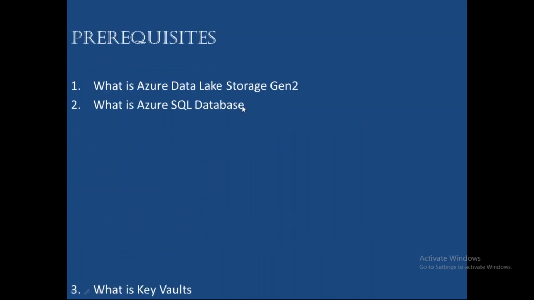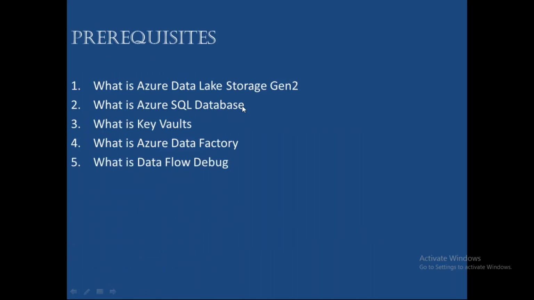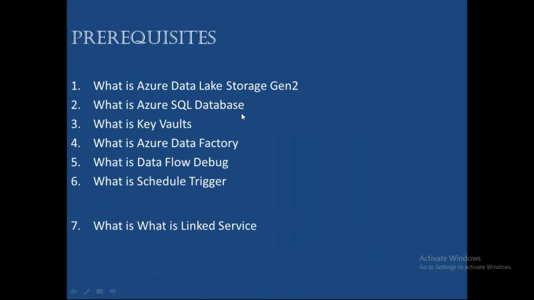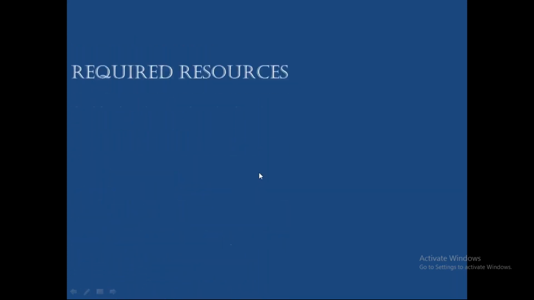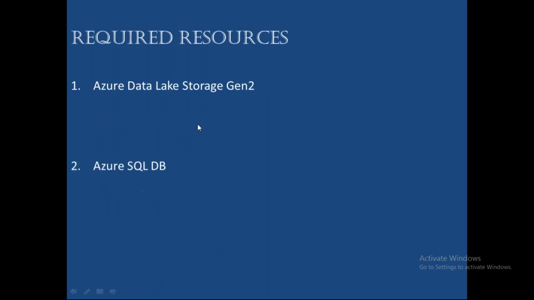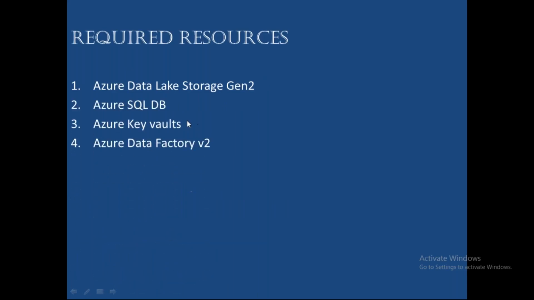Prerequisites: we should know Data Lake Storage Gen2, SQL database, Key Vault, Data Factory, data flow debug, schedule trigger, linked service, dataset, activity, and pipeline. So all these things we are aware of. Okay. So required resources are Data Lake Storage Gen2, SQL DB, Key Vault, and the Data Factory v2. I will just go and create these 4 resources.